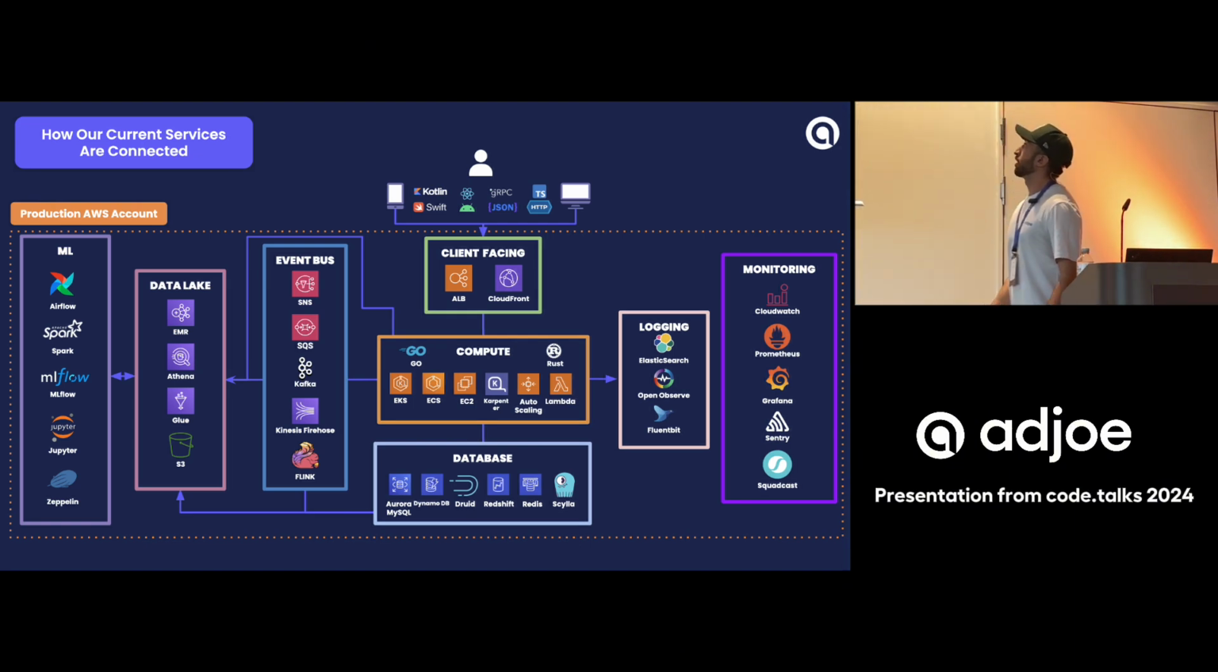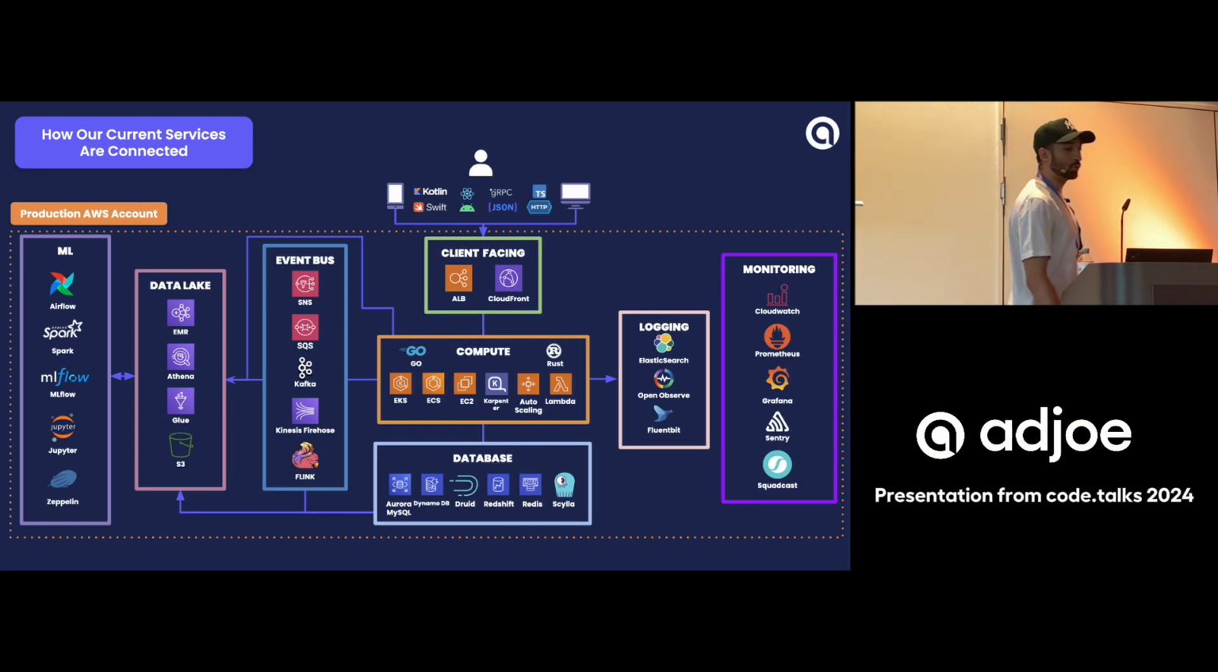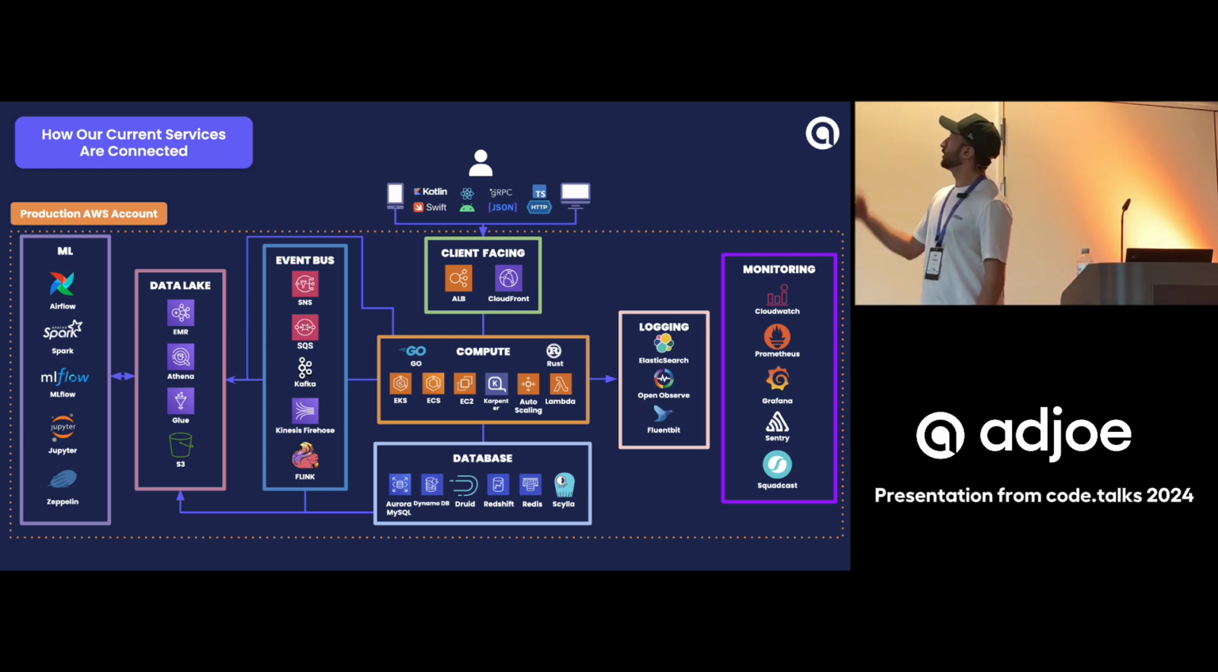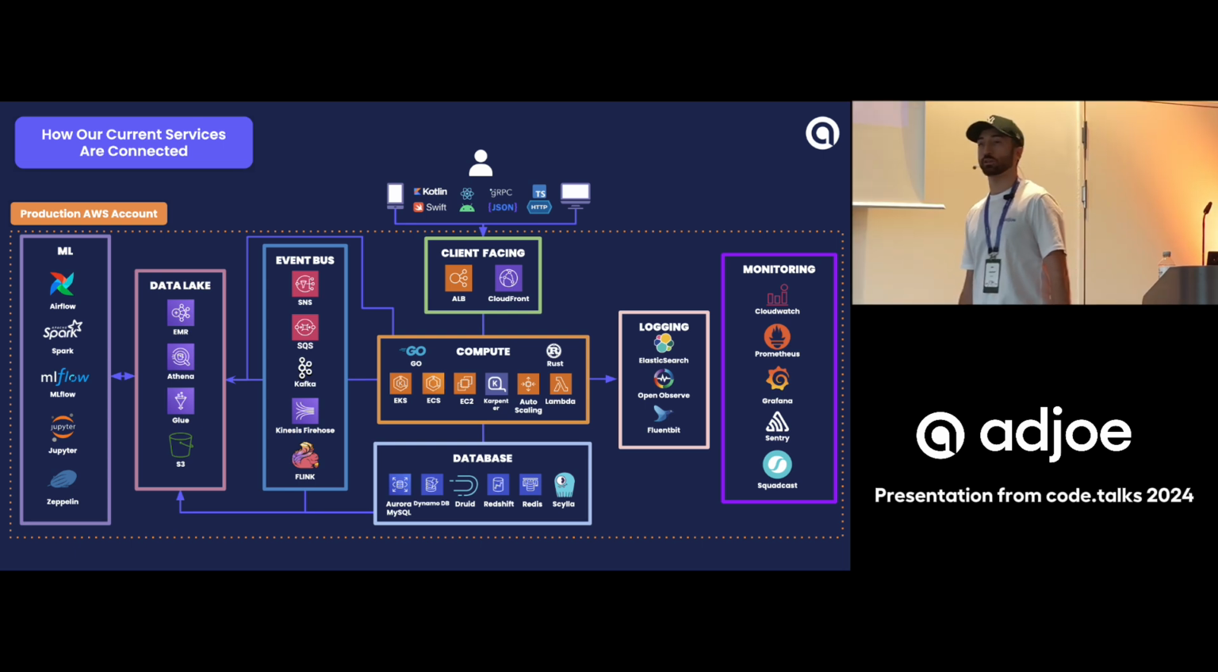Then we move to the monitoring side: classic CloudWatch on AWS for AWS services. We use Prometheus and Grafana for monitoring Kubernetes clusters and all the open source projects that we deploy there. We use Sentry for application critical incident management, and we have an incident management platform that aggregates everything for us called Squadcast.